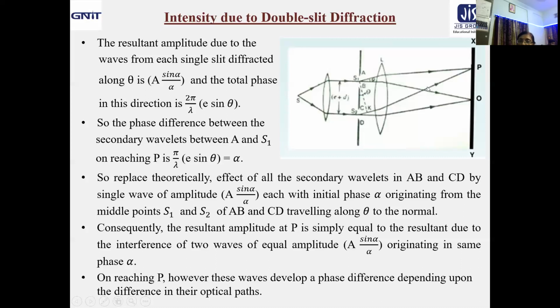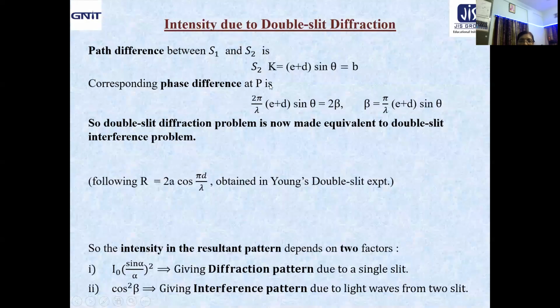But to reach the point P, however, these waves develop a phase difference depending upon the difference in their optical path. Because I already mentioned the paths S1P and S2P are not the same, and you have to get the path difference that we already mentioned as S2K. Now let us come to the point, what about the S2K path difference?